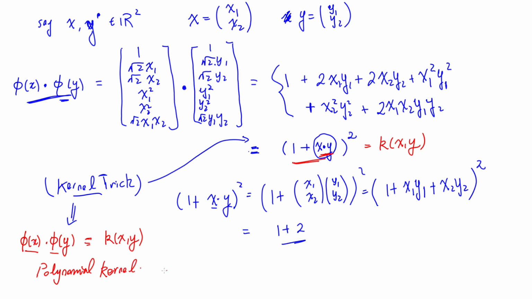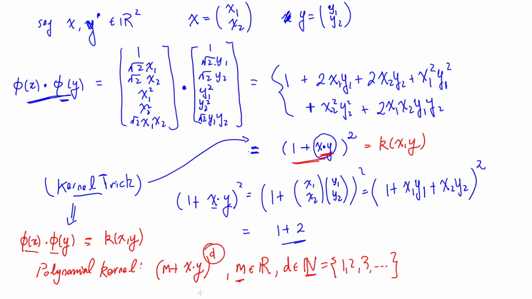The polynomial kernel in general has a form that looks like this: m plus x dot y to the power of d, where m is just some real number and d is some natural number, so the set 1, 2, 3, and so on. m is not really that important because it's a constant. What's really important is the value of d. In this case, I took d to be 2.